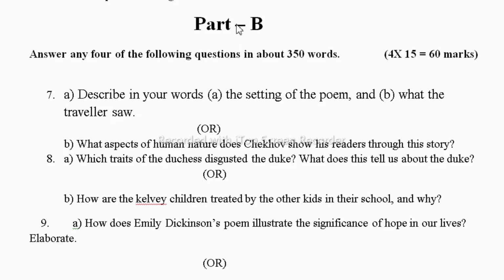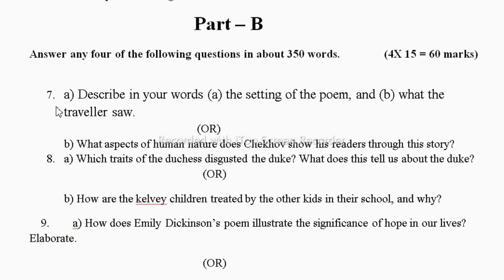This is part B. Here you need to answer any four of the following questions in about 350 words. That means 4 pages, 2 papers full, or you can write 3.5 pages. So if you write 4 questions, you would get 60 marks. That means for each question you would get 15 marks.